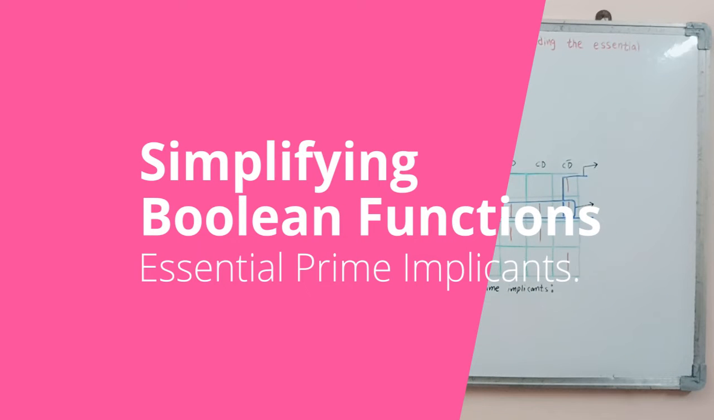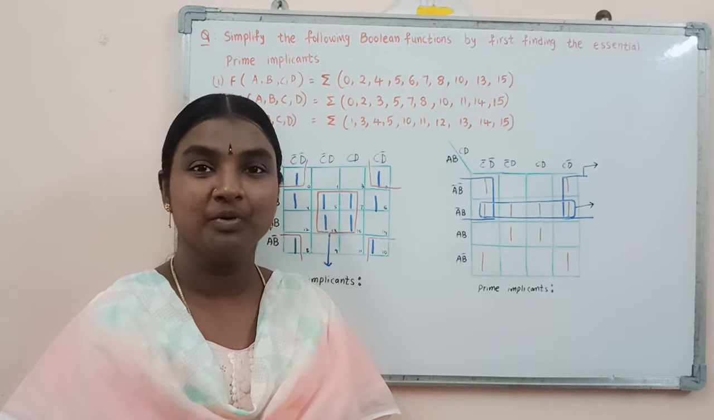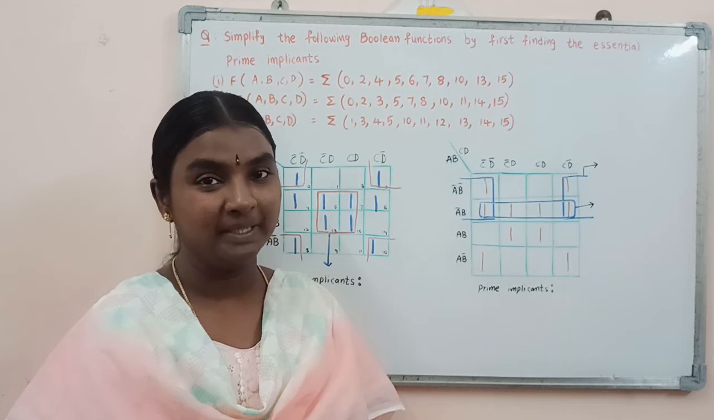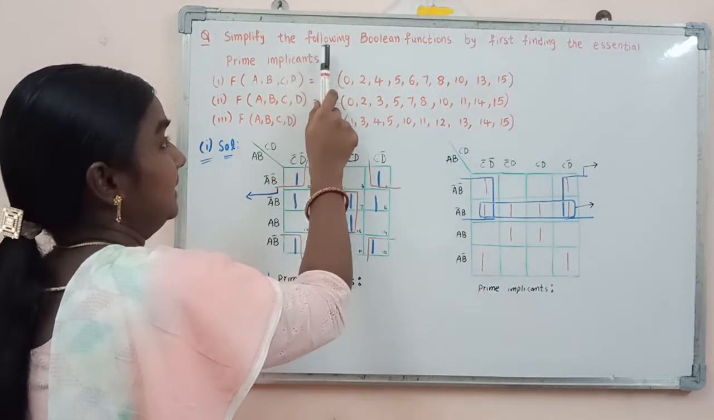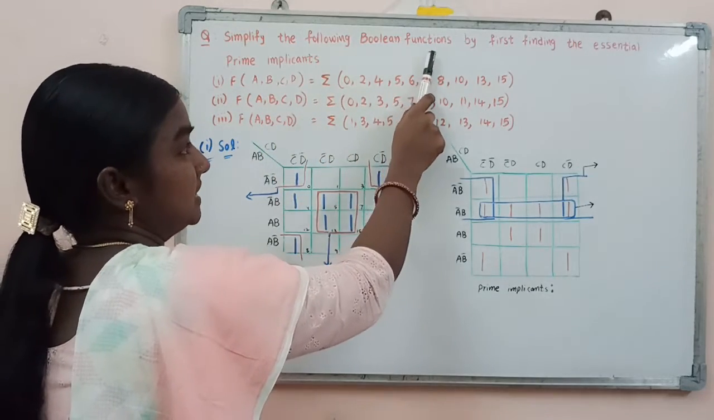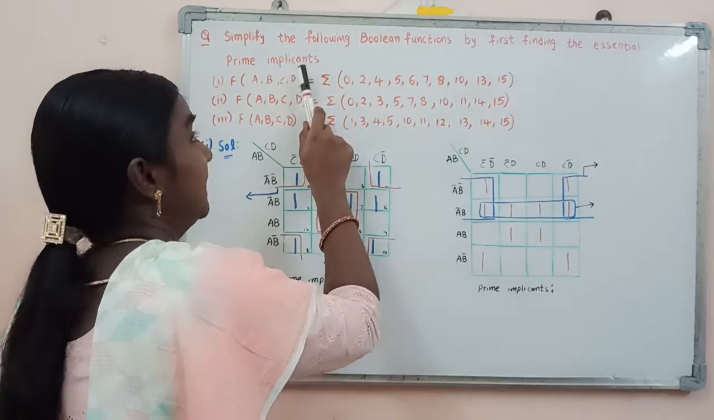Hello everyone, in this video lecture we are going to find a simplified Boolean expression for the mentioned question here. Now this is the question. Simplify the following Boolean functions by first finding the essential prime implicants.